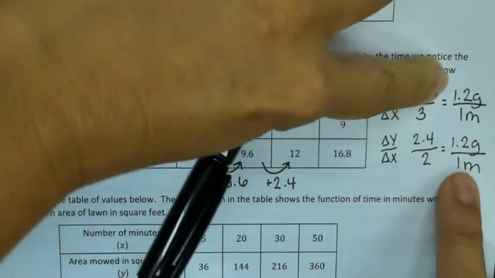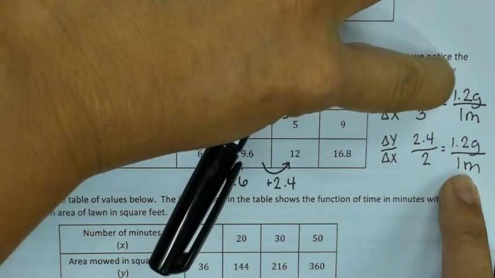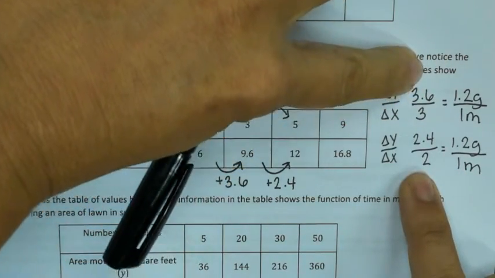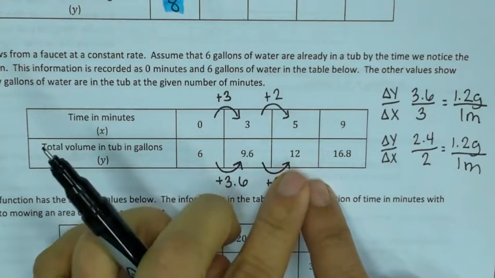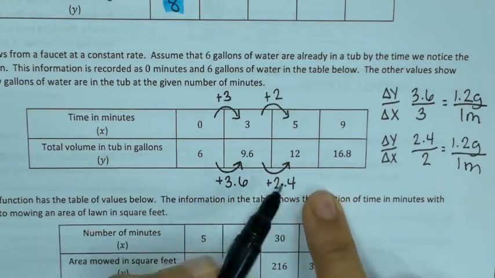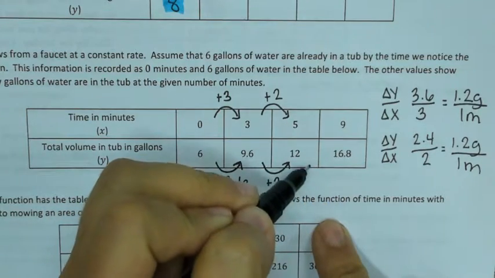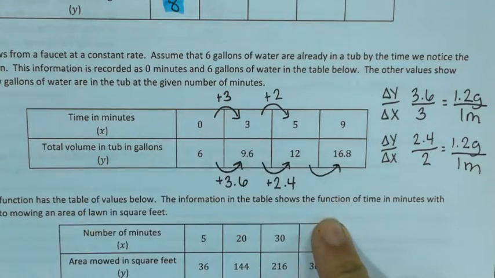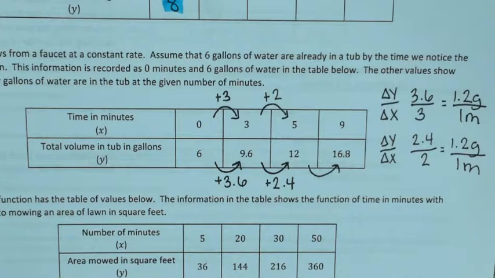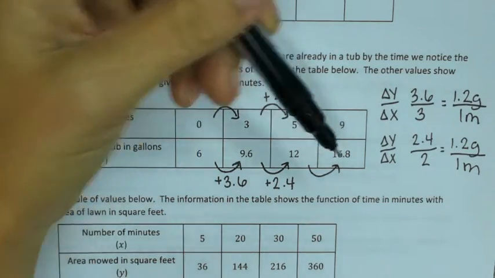Is this a constant rate of change? Did it just get scaled up by the number of minutes here? Yes. And so doing that again, William, can you walk us through this one? What did we do here to find out what our difference is here? 12 to get to 16.8.